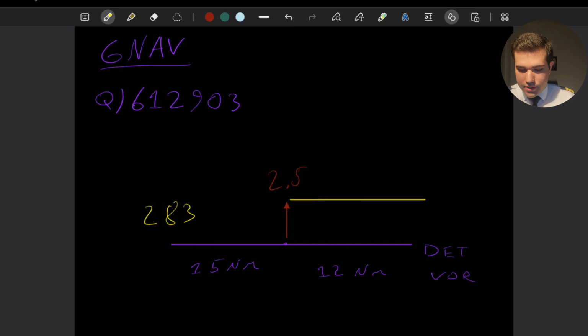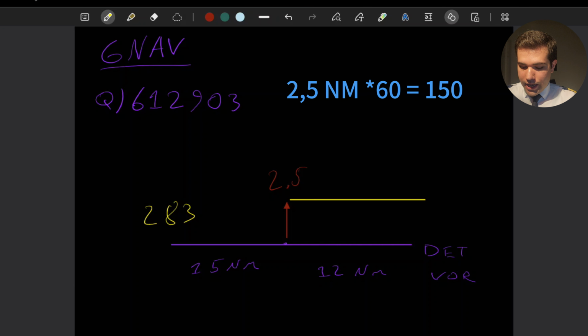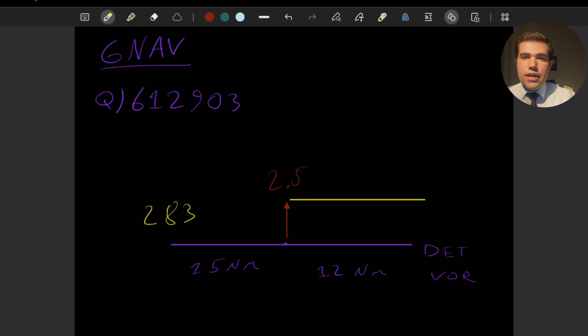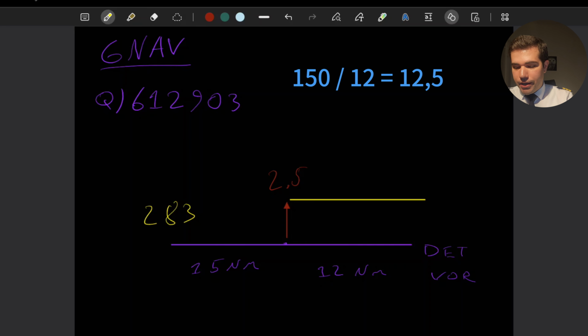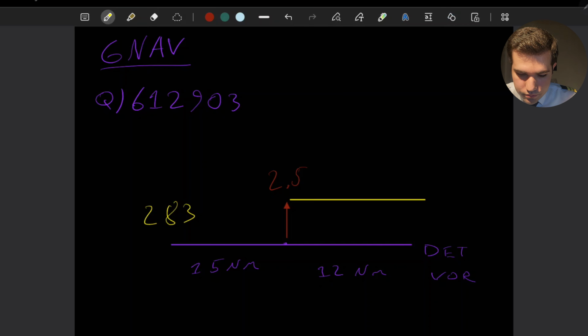Now how to solve that: we already know that we have deviated 2.5 nautical miles. So from the 1 in 60 rule, you have deviated not 1 but 2.5. So 2.5 times 60 gives me 150. And there are 12 nautical miles left to fly, so I will divide it by 12, which gives me 12.5. So I'll write it here, 12.5 degrees to the right.